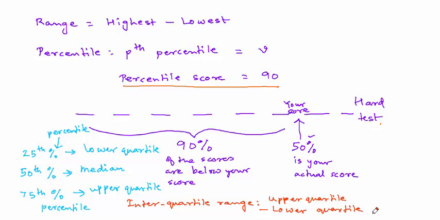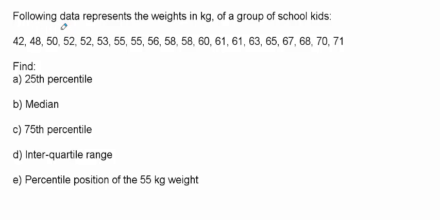Let's look at an example to understand this better. The following data represents the weights in kilograms of a group of school kids. And here comes the data values. As you can see, they're already arranged from smallest to largest. If it isn't, your first job is to arrange them from smallest to largest. And then go on to find the 25th percentile and the median and the 75th percentile.